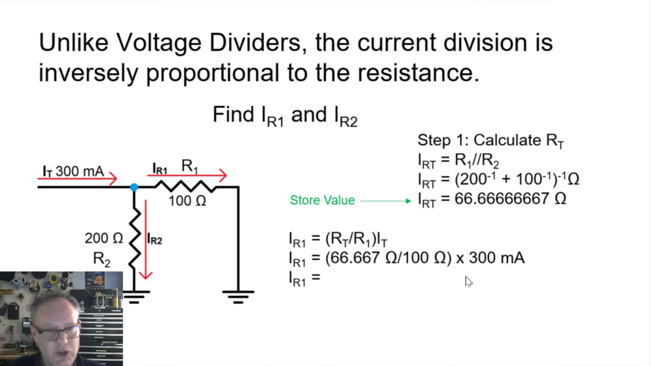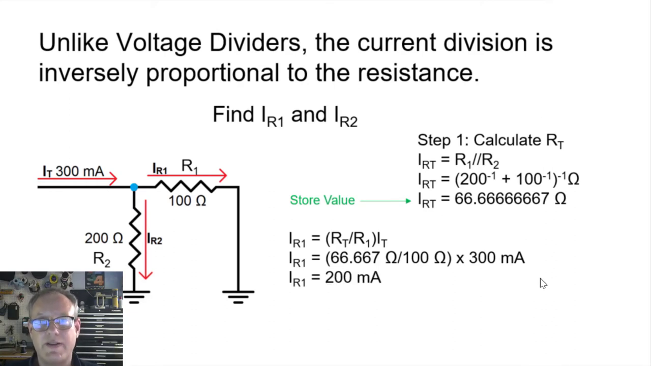Now, here we go. If I plug that into the formula, I'm going to say the total resistance divided by 100 ohms, and then you multiply that by the total current, and then boom, you get the answer, and the answer is 200 milliamps, just like we saw before.